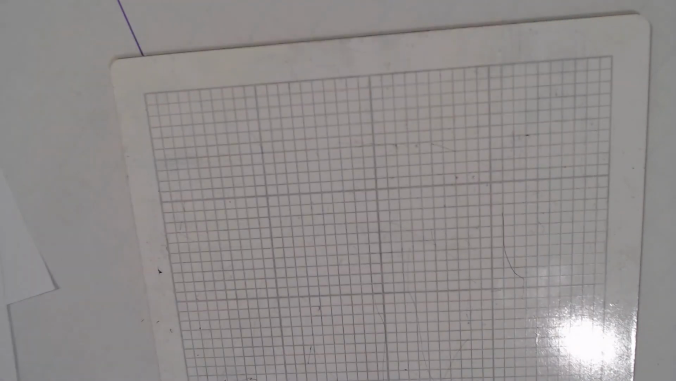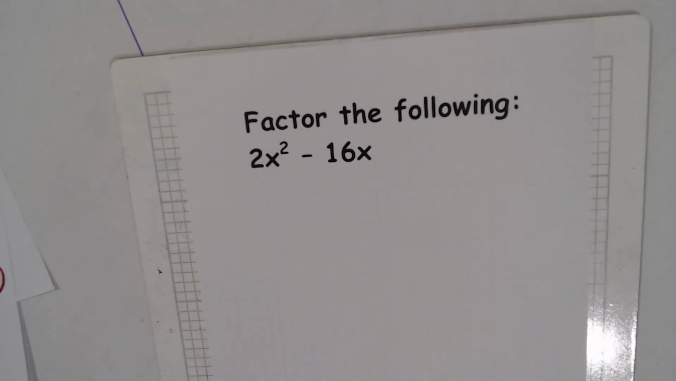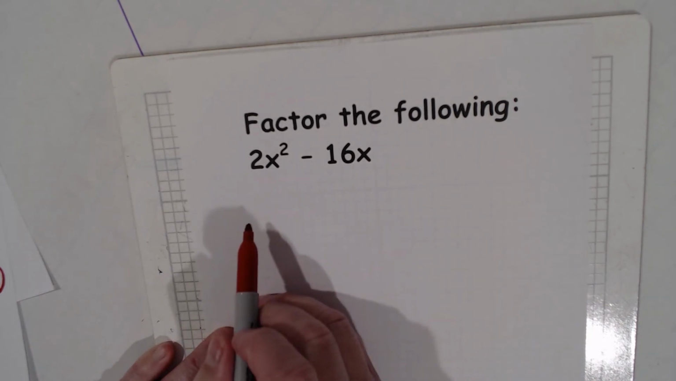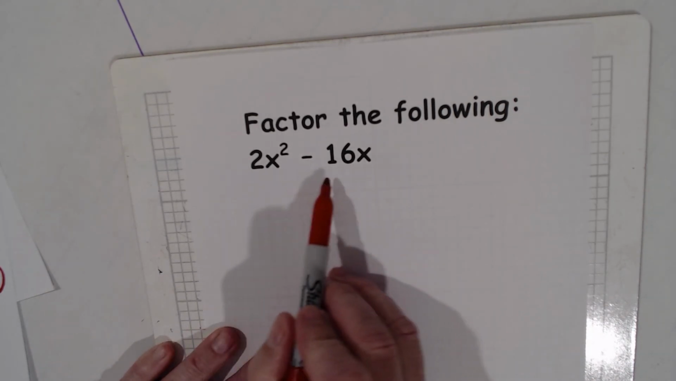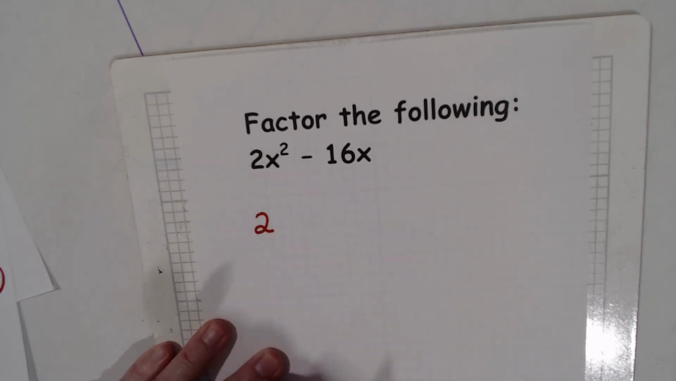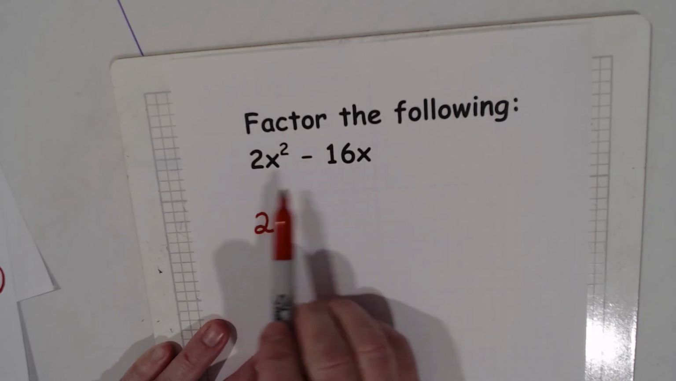So let's try some that have variables in it. Like this one right here. This one right here has a variable. So we're still going to do what we normally do. I'm going to look for the biggest number that will go into 2 and 16. That's 2. But since this is the greatest common factor, I need to find something else they have in common.